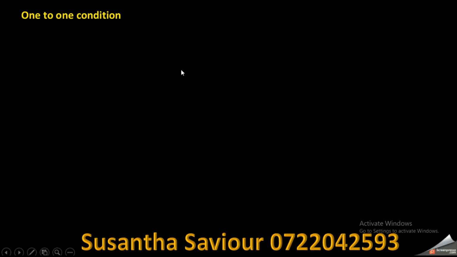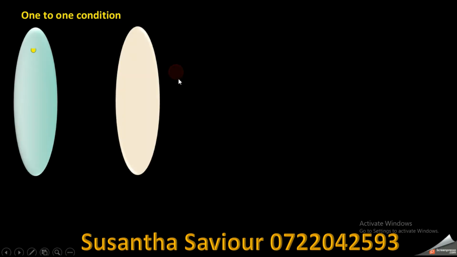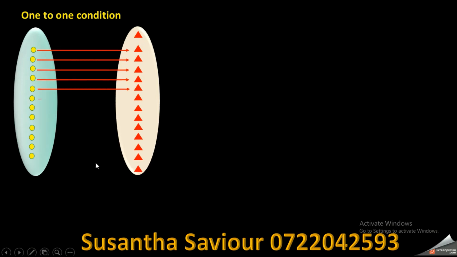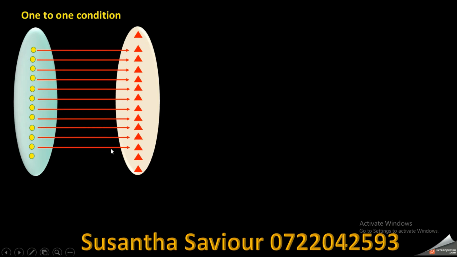Look at this one-to-one condition. This is a function. This is the domain and this is the codomain. The function goes from the domain to the codomain. This is the domain, this is the codomain of this function. This function is a one-to-one function, but it is an into function, not an onto function.